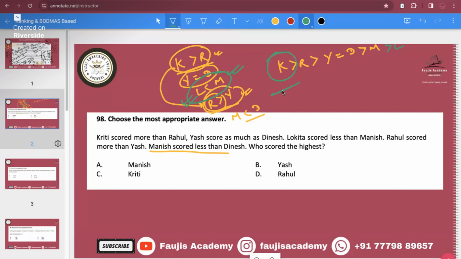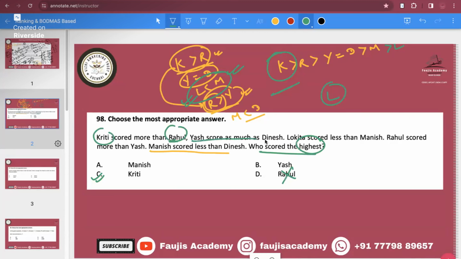K scored the highest is your answer. Right. And who scored the lowest? L. Okay. So over here, you can also go by another reasoning, like Kirti scored more than Rahul. The answer is highest. Okay. So Kirti scored more than Rahul. That means Rahul is not your answer.